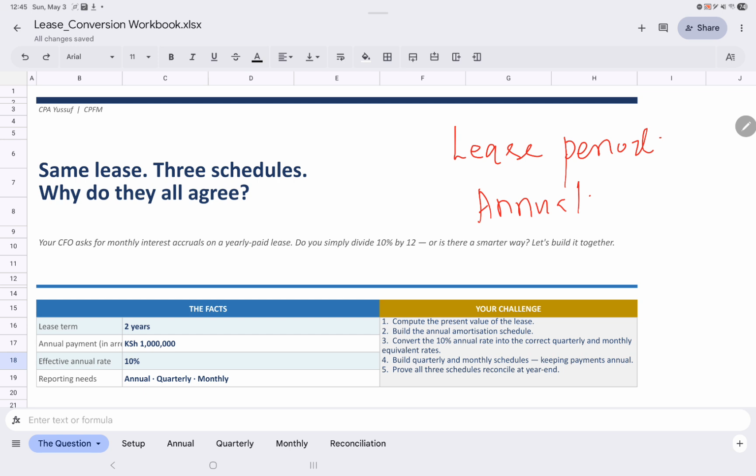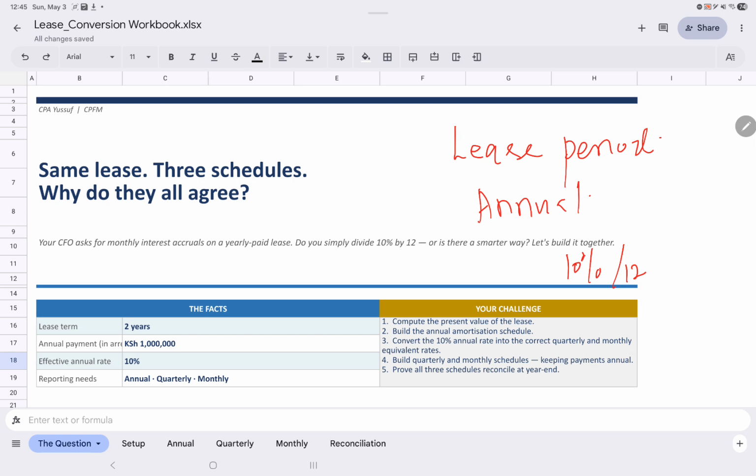Or suppose your CFO asked for monthly interest accrual on a yearly paid lease. Do you simply take the interest rate, for example, 10% and divide by 12? Or if he asks for a quarterly report, what will you do? Or is there a smarter way? So let us build together.